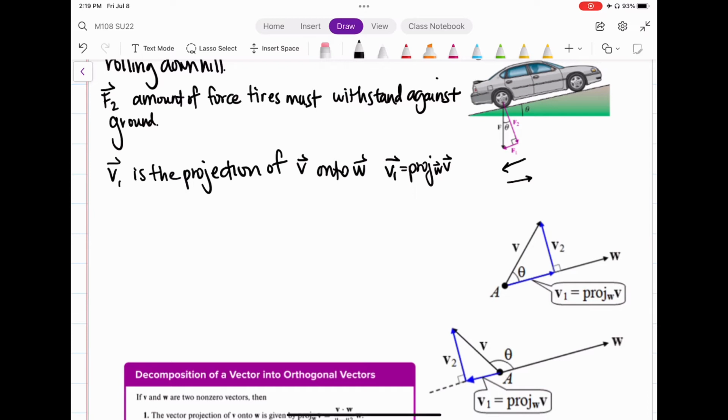When you're saying the projection of vector v onto vector w, the larger letter is the one that is being decomposed. So vector w is not the one that's going to be w1 and w2. It's vector v that's going to be vector v1 and v2.